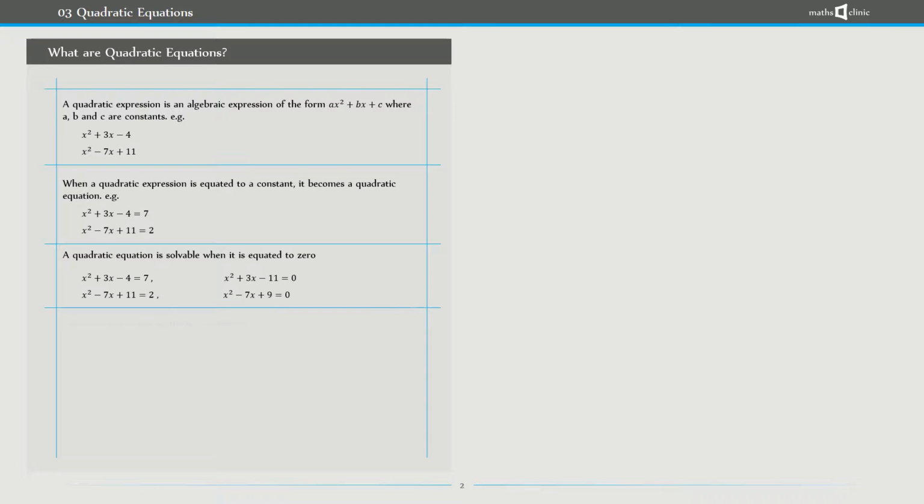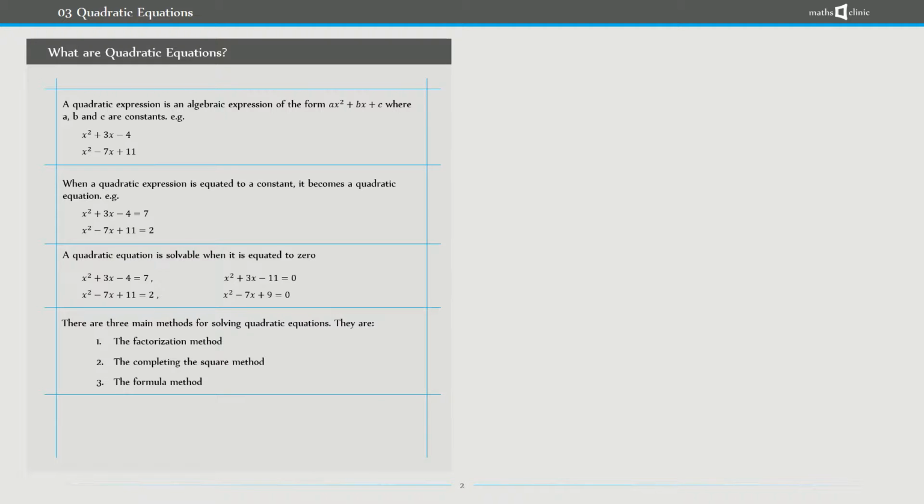Let's move on. There are three main methods for solving quadratic equations, and these are the factorization method, the completing the square method, and finally the formula method. In this lesson we will be talking about the factorization method.